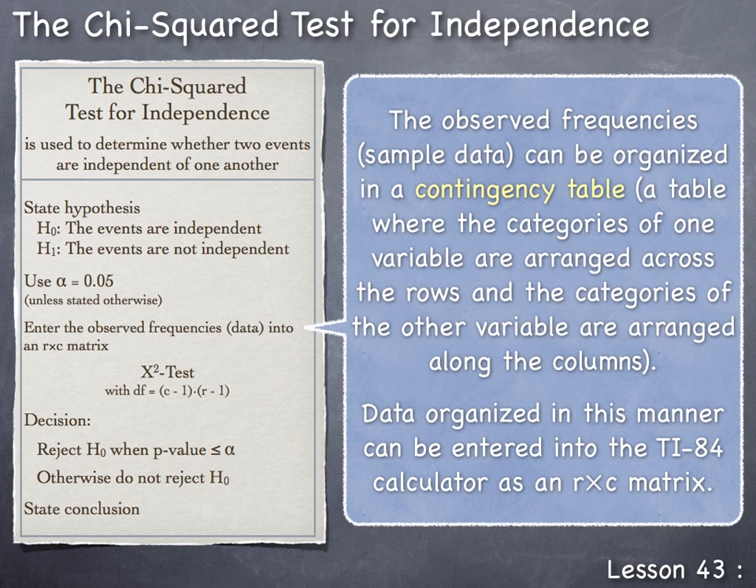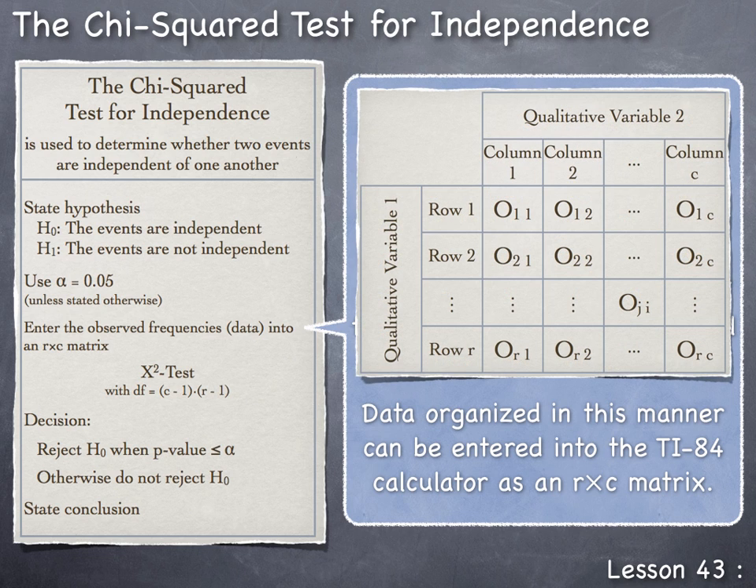Next, we can use the chi-squared test command on the TI-84 calculator to calculate the p-value required to reach the decision in the hypothesis test. But first, we need to enter the observed frequencies into the calculator. The observed frequencies, or sample data, can be organized in a contingency table. A contingency table is a table where the categories of one variable are arranged across the rows, and the categories of the other variable are arranged along the columns. Here's an illustration of a contingency table.